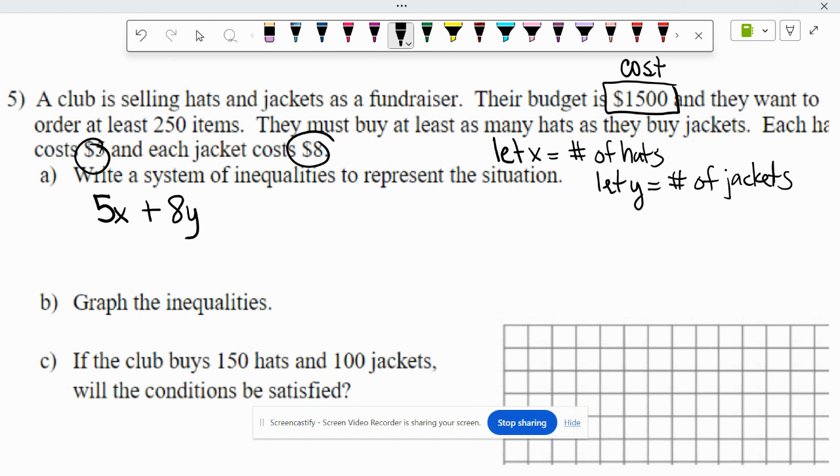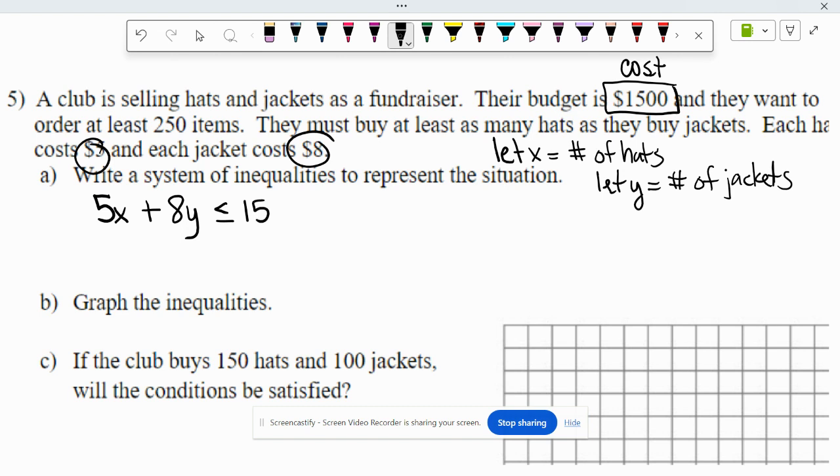And we can't go over budget, right? We can't go over. So what inequality symbol can I use? Guys, heads up. What inequality symbol can I use to represent that I'm not going to go over 1,500? Less than or equal to. Good job. Okay, so we took care of that one.